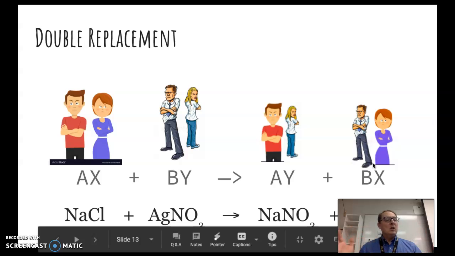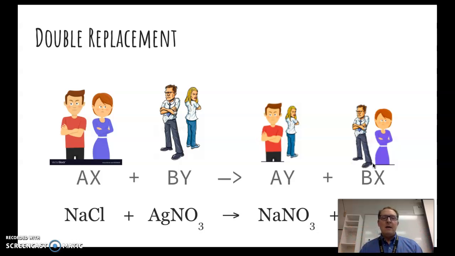So nothing is left alone. Everybody ends up with somebody, but it's all one big giant switcheroo. That's what we call double replacement.